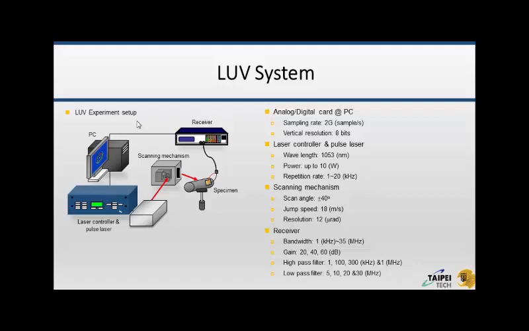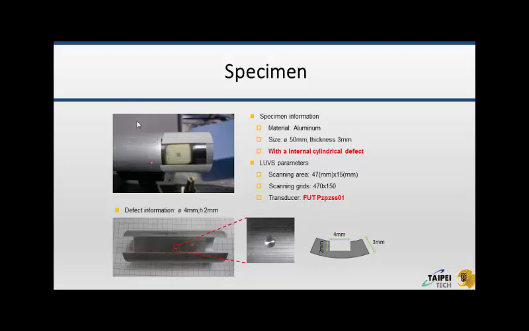For the laser, we use a laser combined with a galvo scanning mechanism to generate ultrasound on the specimen. And then we use the FUT to detect the ultrasonic wave, okay? And this is our specimen. We chose an aluminum pipe with an internal cylindrical defect. Actually, this is a small pipe, and the thickness is only 3 millimeters. Because it's an internal hole, we just scan the external surface, because we want to know if there's an internal crack, can we detect it or not?